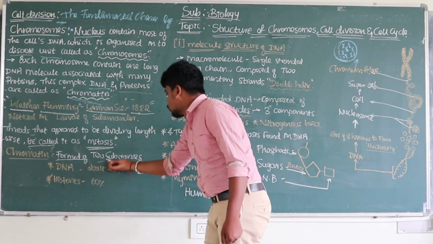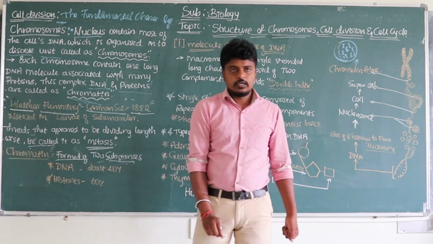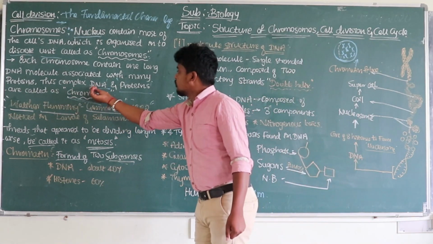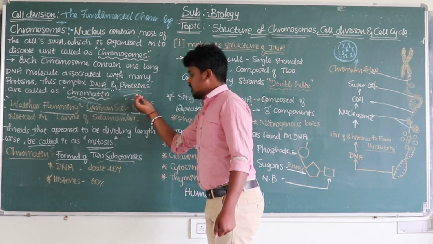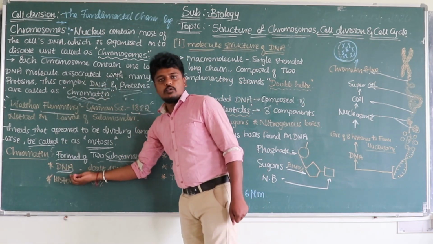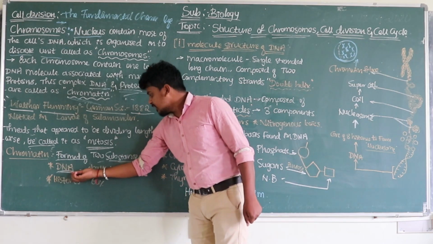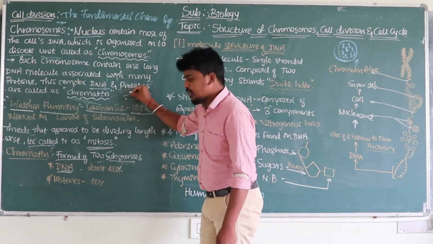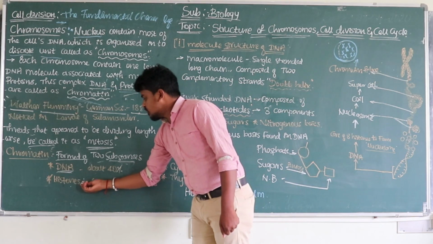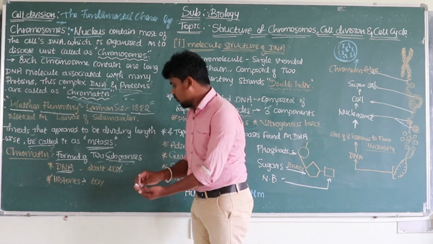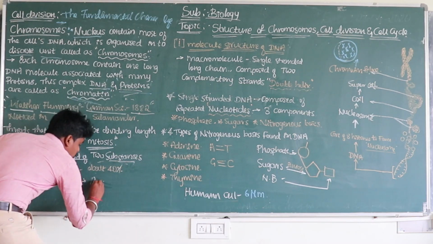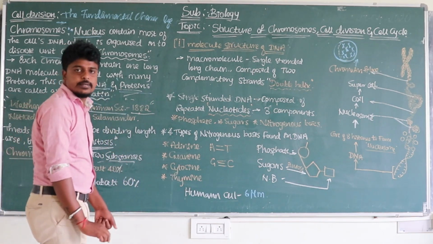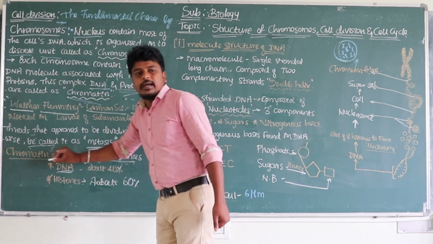In the same way, the chromatin is composed of two substances mainly. As I told you before, it's a combination of DNA and proteins. The DNA is about 40%, and the proteins, which are nothing but histones, are about 60%. The histones are the proteins, and they make up about 60% of the chromatin.